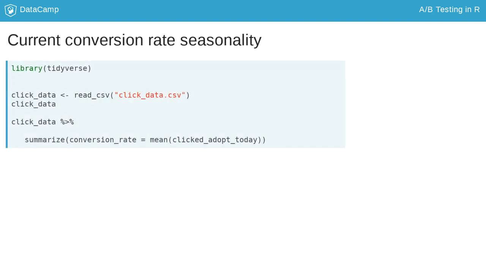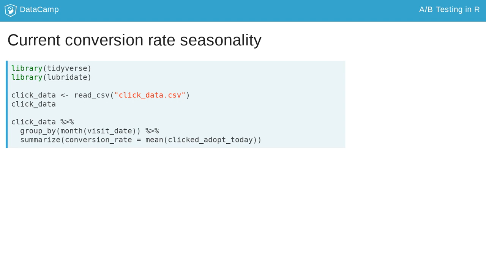However, we computed the conversion rate over the entire year. Maybe in certain months, people are more likely to adopt than in other months. We'll compute conversion rates for each month to see if there's an effect of seasonality. Instead of summarizing over the entire data set, we'll add a group by from dplyr by month, so we can find the conversion rate for each month of the year.